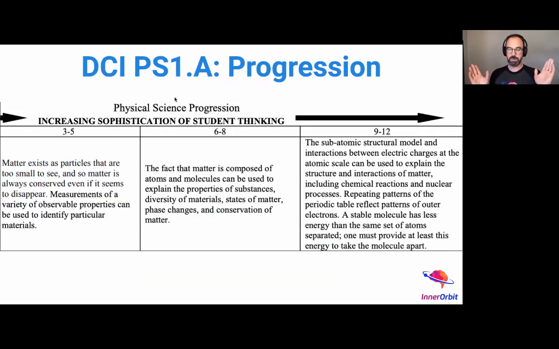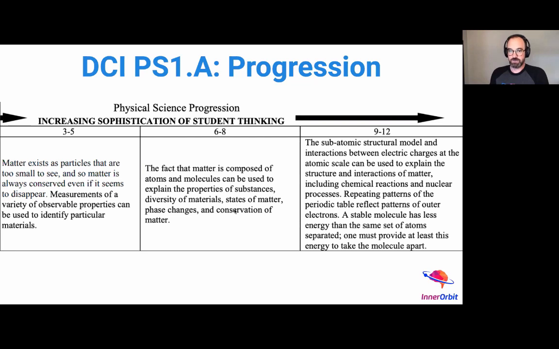This is one of the appendices for the NGSS. This is looking at PS1A, the progression. So in 3-5, we just know that matter is particles that are small, and you can measure properties to identify things. In 6-8, it goes a little bit farther. So matter is composed of atoms and molecules, and those can be used to explain properties of substances, and states of matter, phase changes, and conservation of matter.